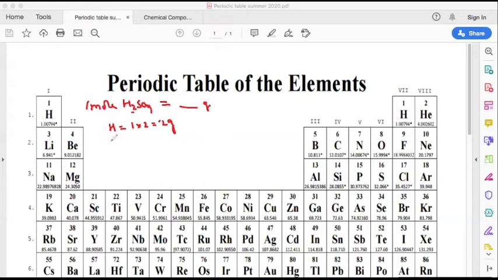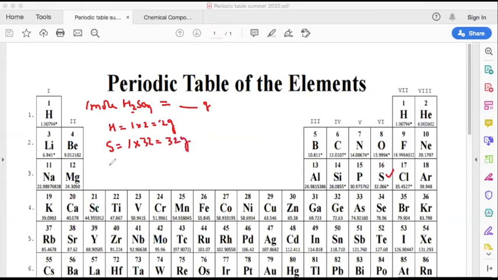How many sulfur do you have? 1 sulfur. How many grams? What was the atomic mass of each sulfur? Where do you have sulfur? Here, around 32. So let's write 32. So it's 32 grams.